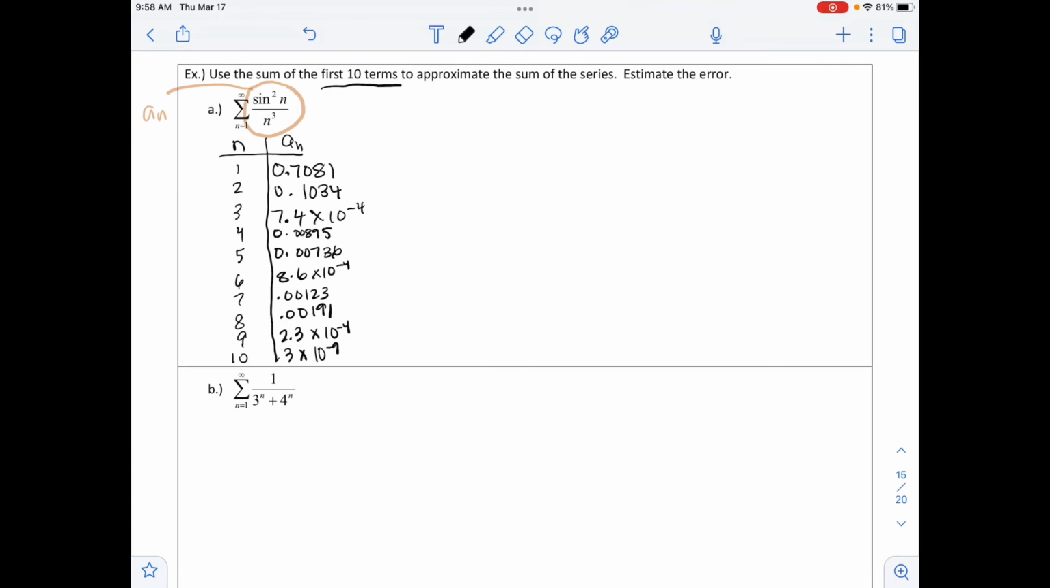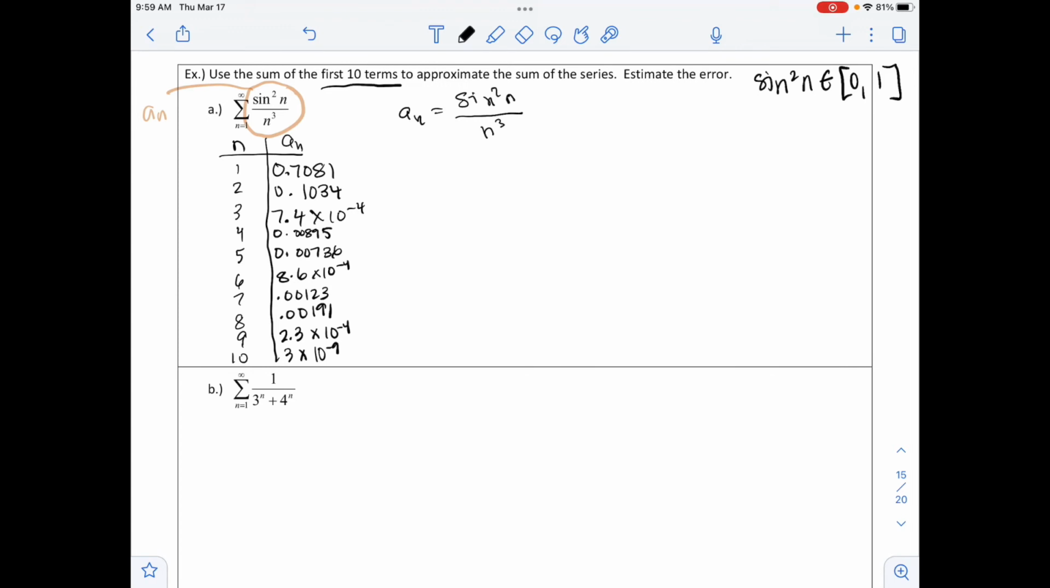Use the sum of the first 10 terms to approximate the sum of the series. Estimate the error. So as stated up above, we're going to compare this to a simplified version of a sub n, and I'm going to go ahead and look at b sub n. We know that a sub n is equal to sine squared n over n cubed, and sine squared n is going to be in the interval from 0 to 1, since sine is normally in the interval between -1 and 1, but since we're squaring those values, they will just be the positive ones. So going from 0 to 1, including both 0 and 1.